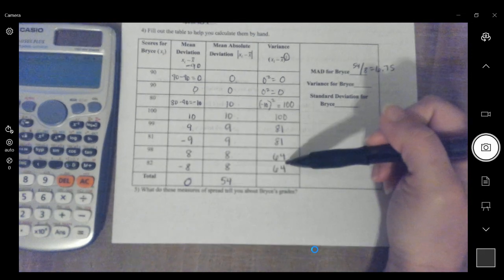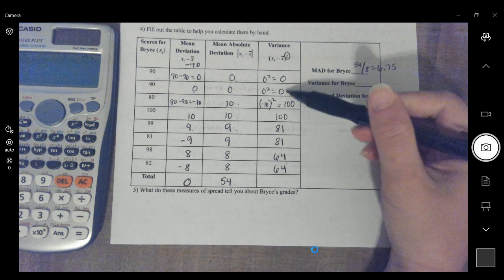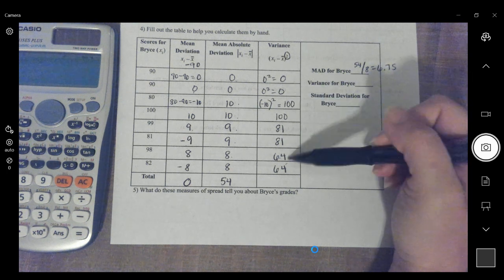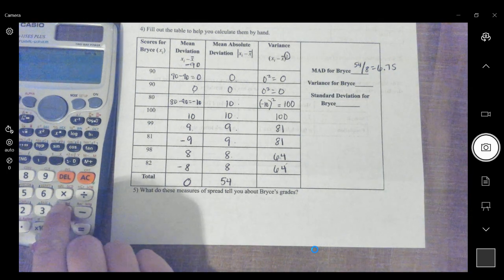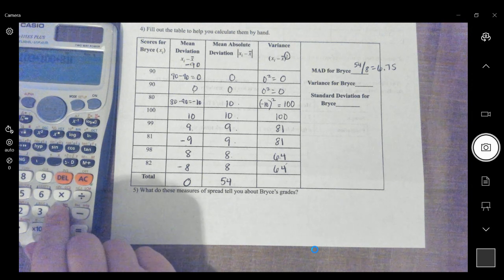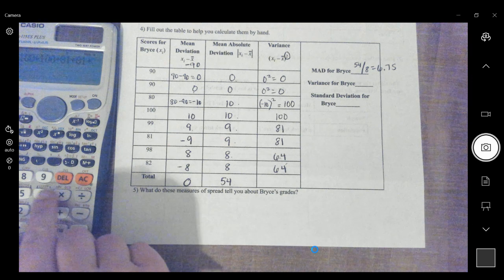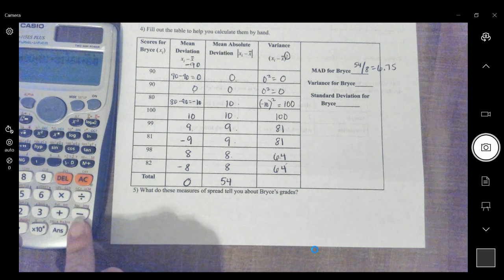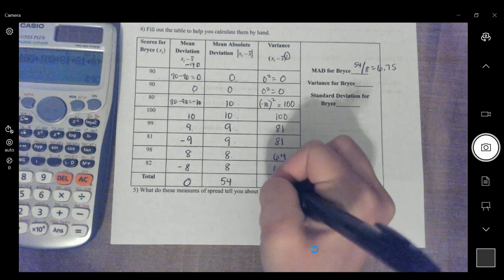But once we get this, we're going to calculate it the same way. We're going to find the average of these numbers. So add them together: 0 plus 0 plus 100 plus 100 plus 81 plus 81 plus 64 plus 64. That gives me 490.